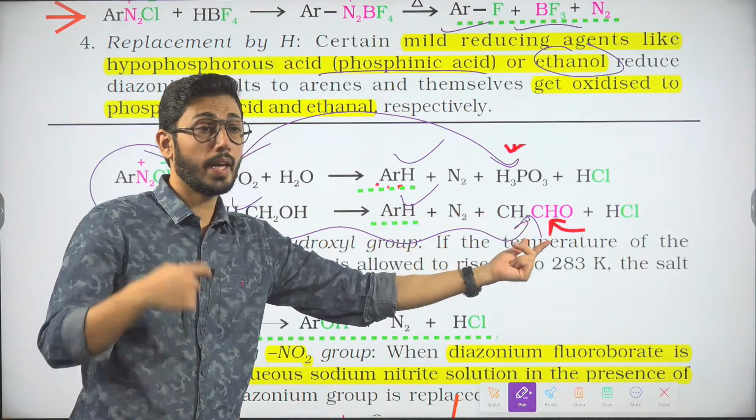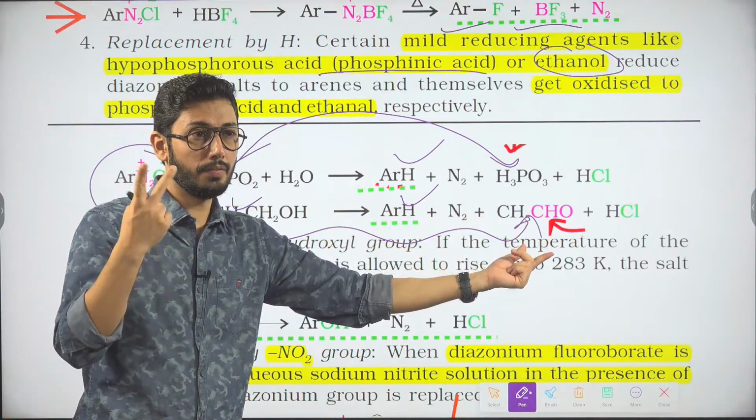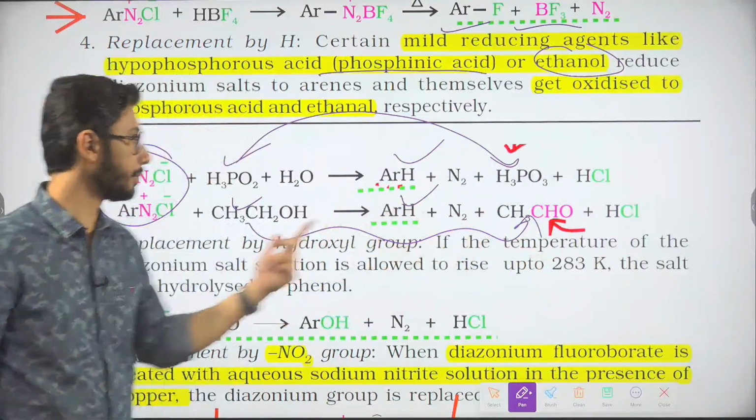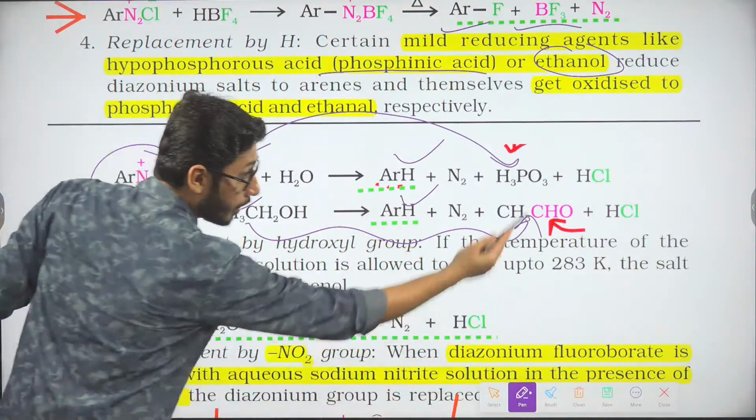This compound can give which test? Tollens test, it can give Fehling test, it can give iodoform test. Which one? Acetaldehyde.